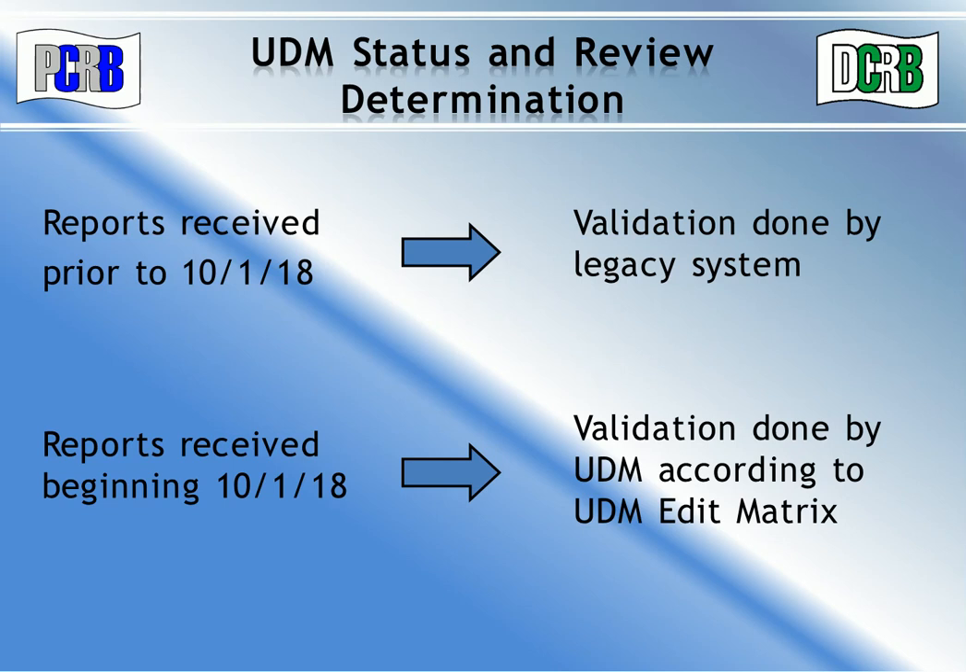One important note: the UDM status and review for USRs received prior to October 1st is determined by our legacy systems unit review process. Beginning October 1st, the UDM status and review for USRs is determined by the validation done by UDM in conjunction with the UDM edit matrix. This would explain how a USR submitted prior to October 1st could show as accepted with critical errors. After October 1st, a USR with critical errors would be rejected.